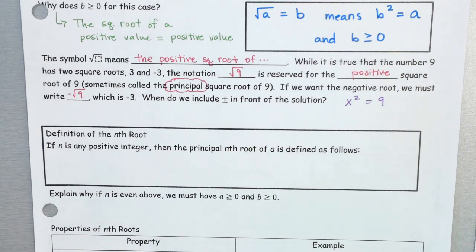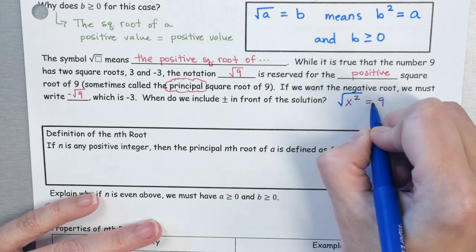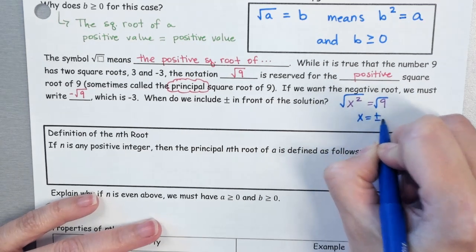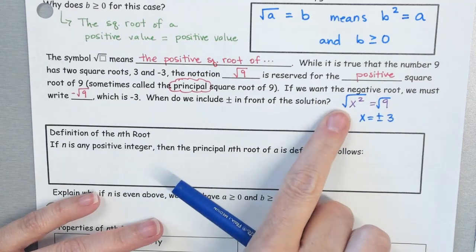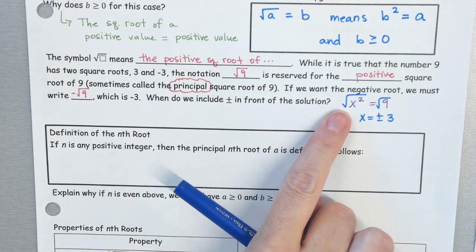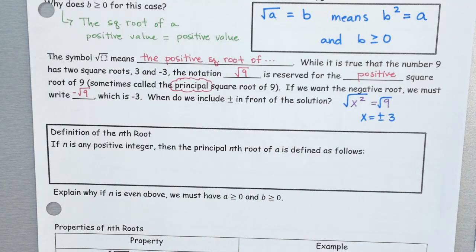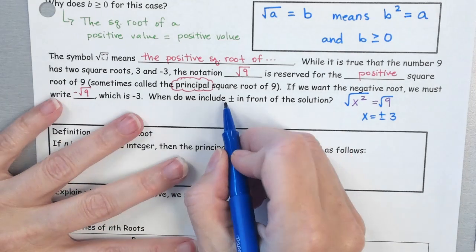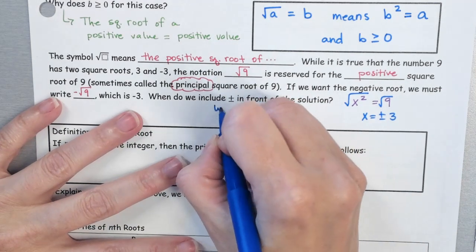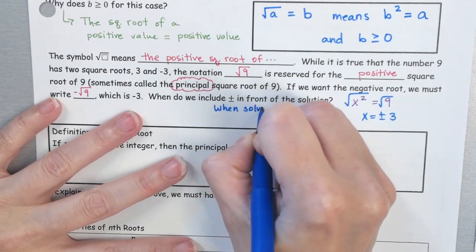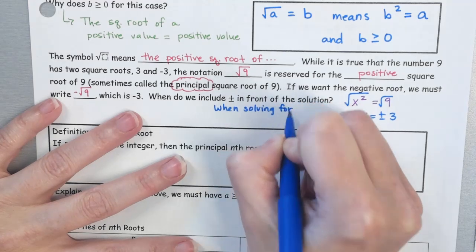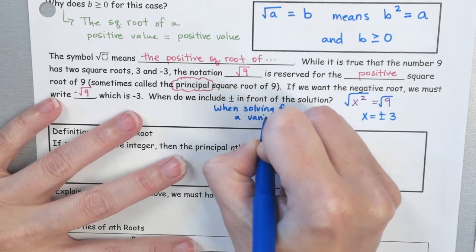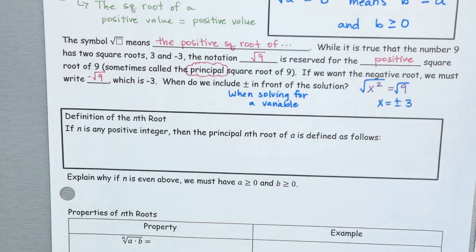So if you were using it to solve, then yeah, it would have to be plus or minus because you don't know which one x is. They both make that statement true. Okay, so when do we include that? When you're solving for a variable or an unknown. So that's when you put the plus or minus, if you are actually solving for that variable.